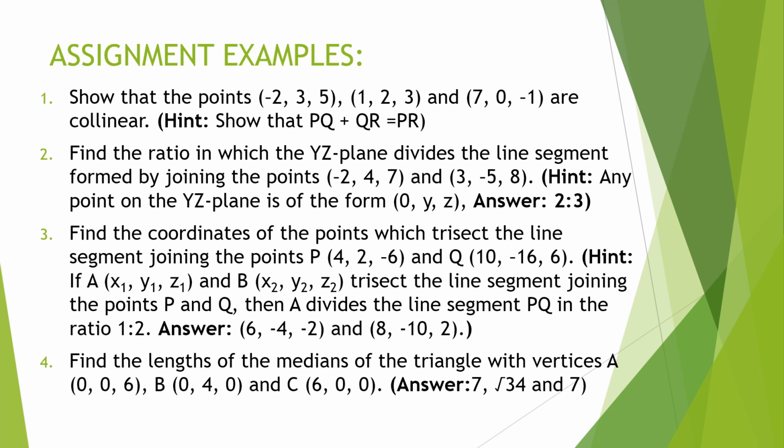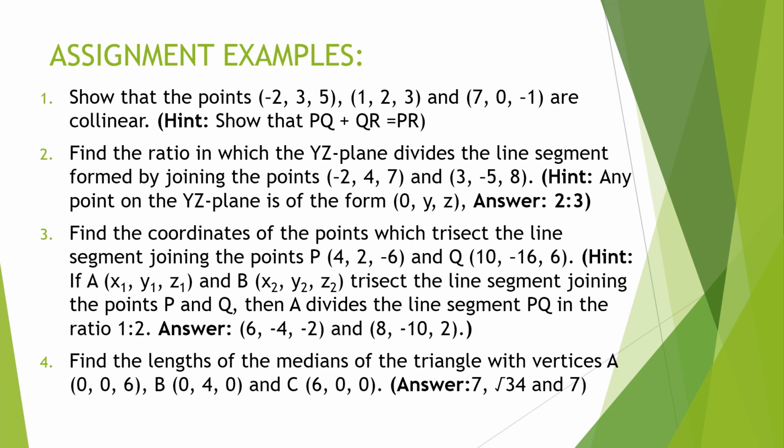Second one, find the ratio in which the YZ plane divides the line segment joining the points (-2, 4, 7) and (3, -5, 8). First thing is, since the YZ plane is given, the coordinates of the point will be of the form (0, y, z). YZ plane means the x coordinate will be 0. Now use this with the section formula and you will get the ratio as 2:3.